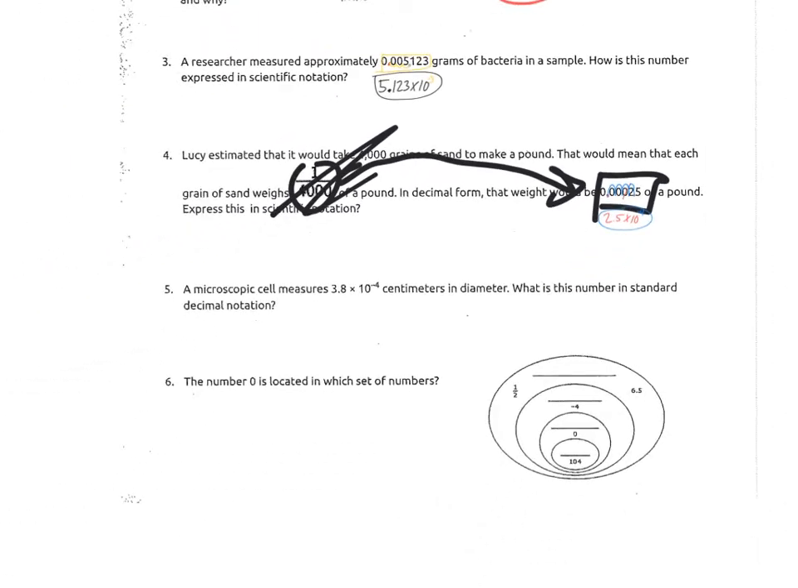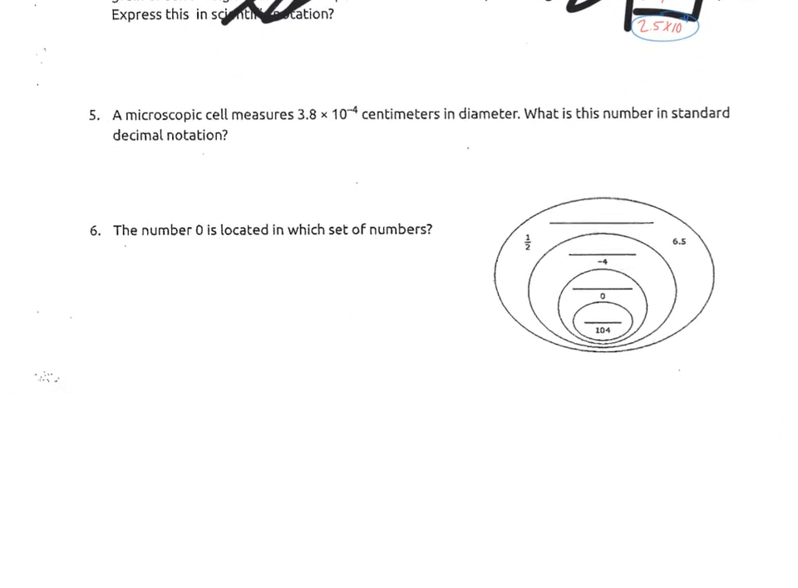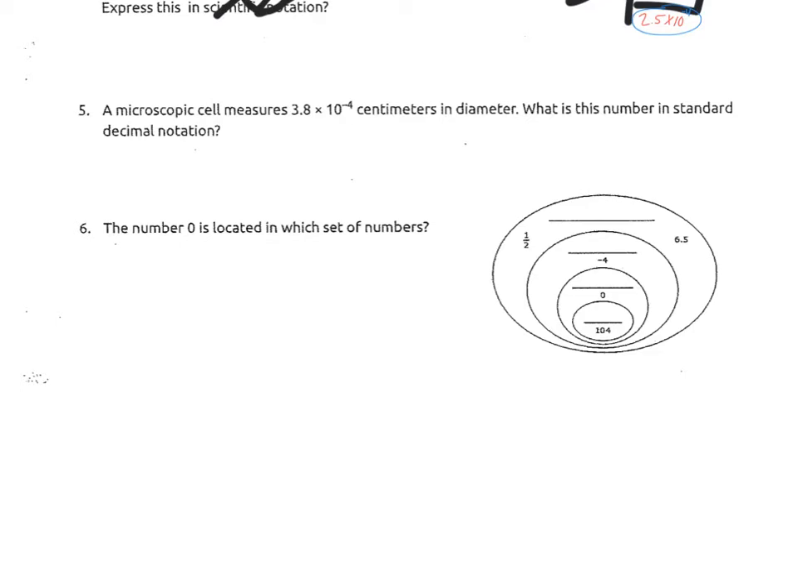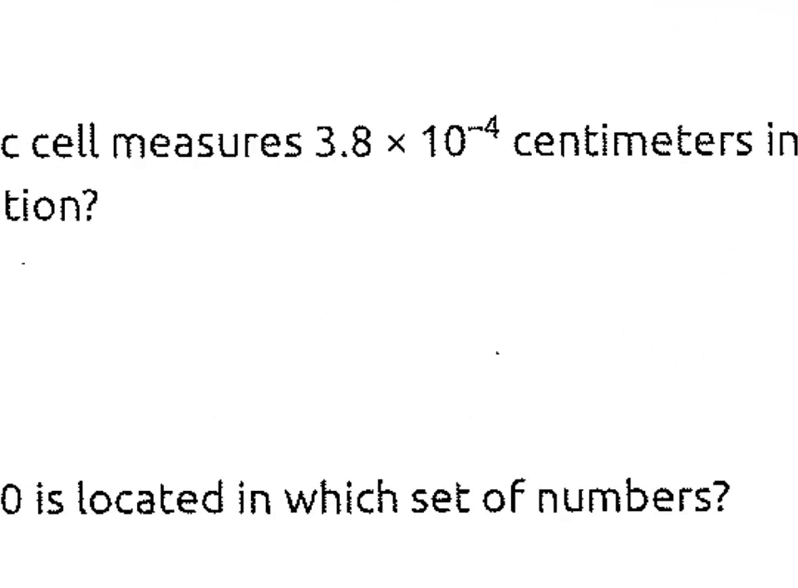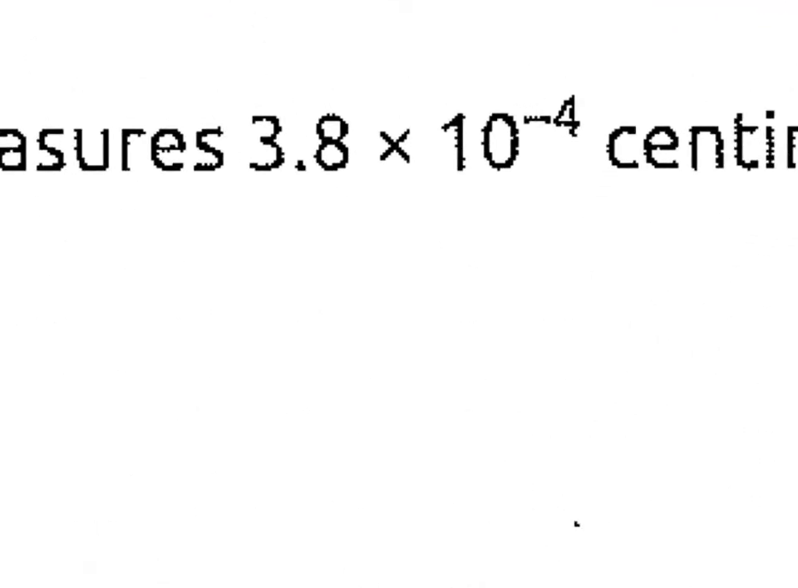Alright, moving pretty quick. Let's move on. Number 5, a microscopic cell measures 3.8 times 10 to the negative 4 centimeters in diameter. What is this number in standard decimal notation? Okay, going to zoom on in. I know we're converting this, so I'm going to go ahead and write 3 and 8. I know where my decimal's at. We have to move that decimal 4 places.